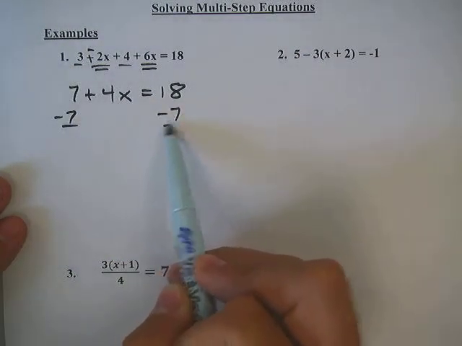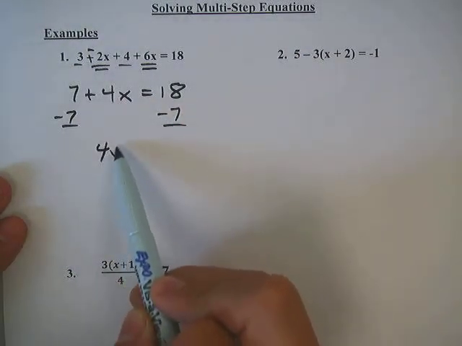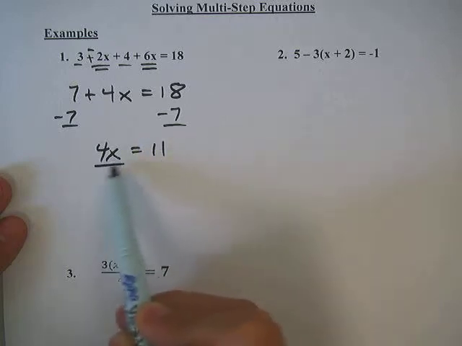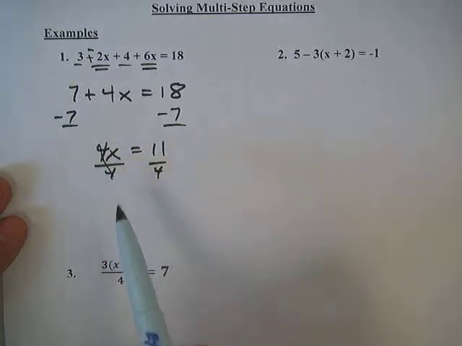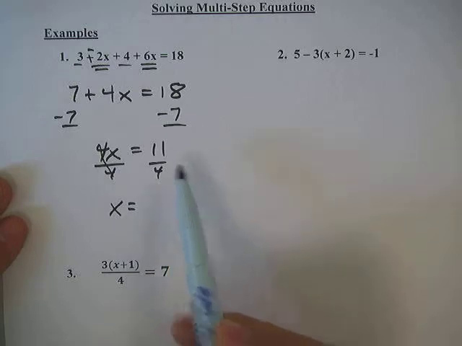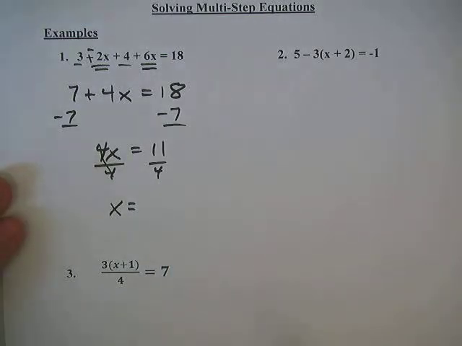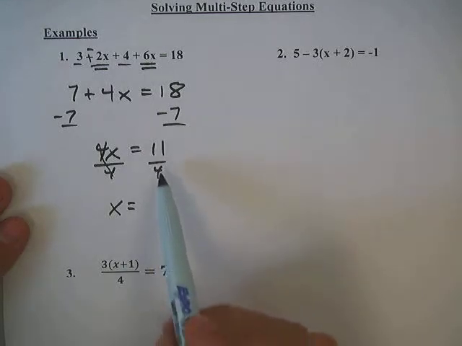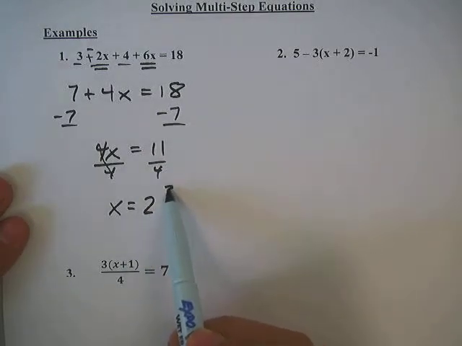Well, I'm going to subtract 7. So we get 4x equals 11, and then divide by 4. So x equals, now 4 doesn't divide into 11, no big deal. You can leave it as 11/4, or if you want, you could divide it. 4 goes into 11 twice, and then there's 3 left over.